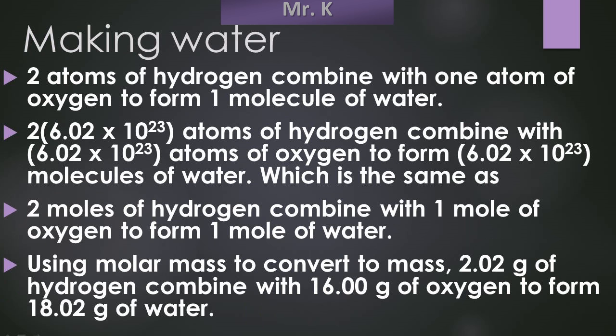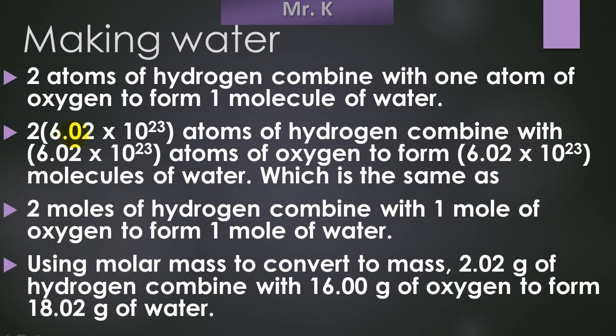So for example, using this water example that Dalton had, 2 atoms of hydrogen can combine with 1 atom of oxygen to form 1 molecule of water. And as he proposed, it doesn't matter how much you have of the substance. So you can have 2 times 6.02 times 10 to the 23rd atoms of hydrogen combining with 1 times 6.02 times 10 to the 23rd atoms of oxygen to form 1 times 6.02 times 10 to the 23rd molecules of water. And if you notice, 6.02 times 10 to the 23rd is Avogadro's number.